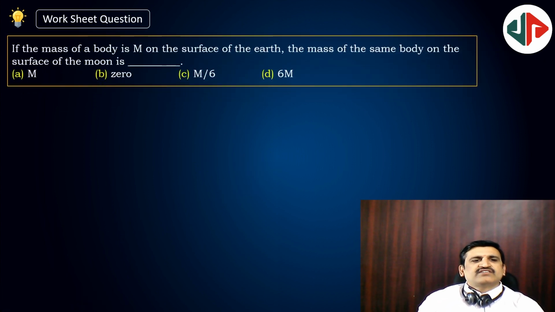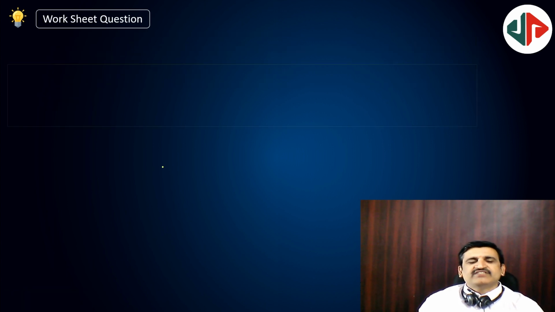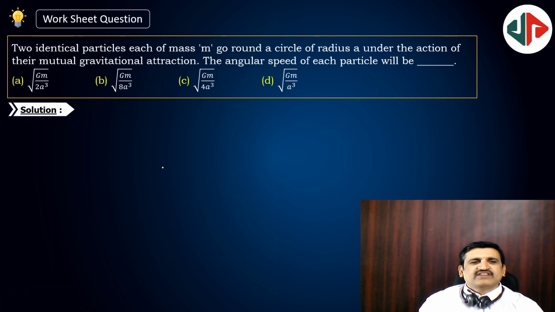If the mass of a body is M on the surface of the Earth, the mass of the same body on the surface of the Moon is, mass remains unchanged. Excellent, mass remains unchanged. Only weight will change because acceleration due to gravity will change.